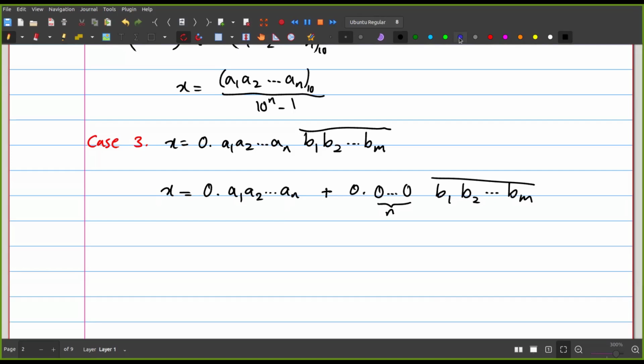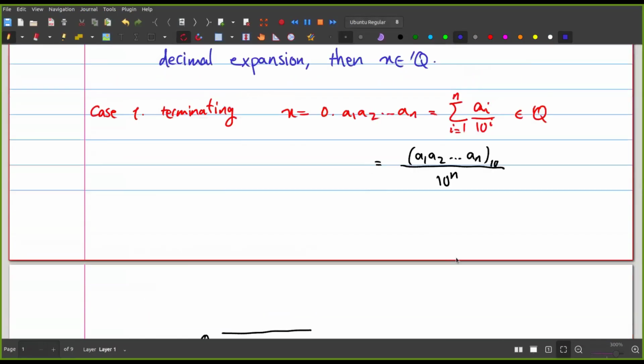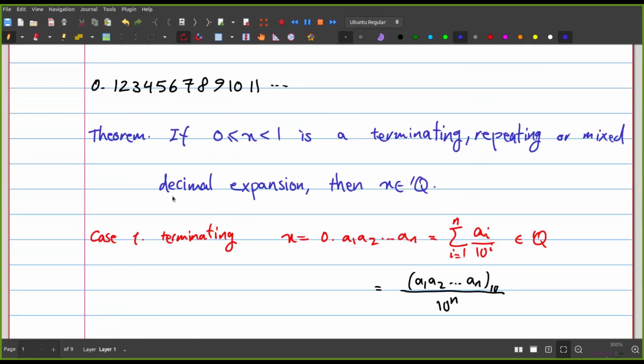Okay. So this first one, this part is, of course, a rational number. And then I know that this one, if I multiply it by 10 to the power of n, it gets rid of these n zeros, and then it would be a rational number. So this is just that rational number divided by 10 to the power of n. So this one is also a rational number. So their sum is also a rational. Okay. So this was a very simple theorem that basically said that if I have a decimal expansion, if it's terminating or repeating or a mix of terminating and repeating, then it's modeling a rational number.